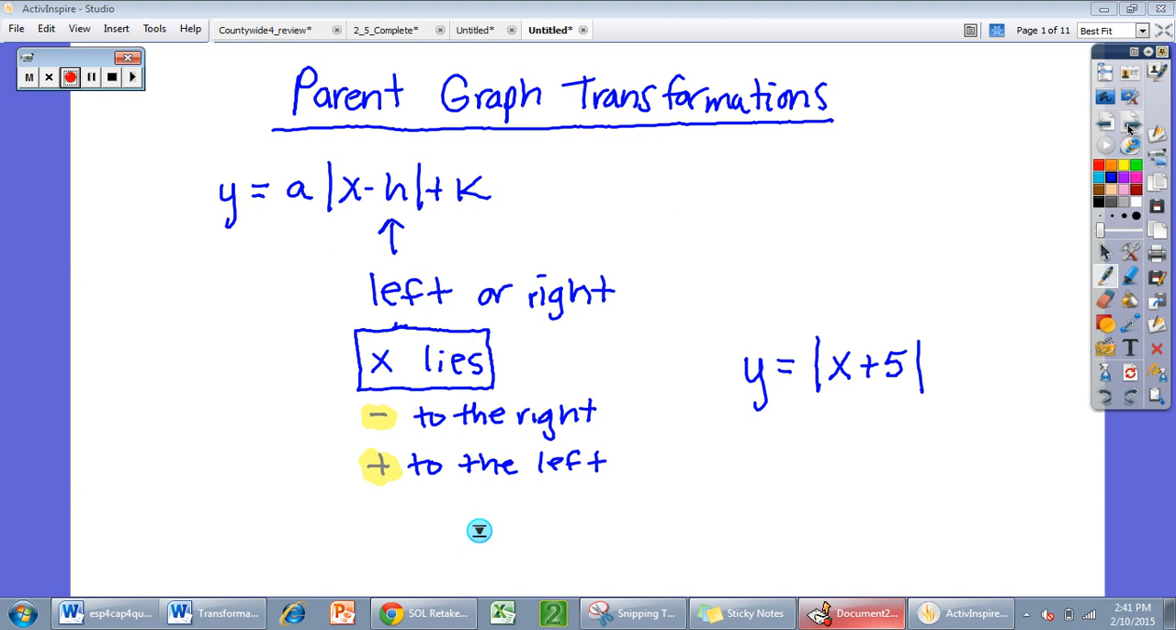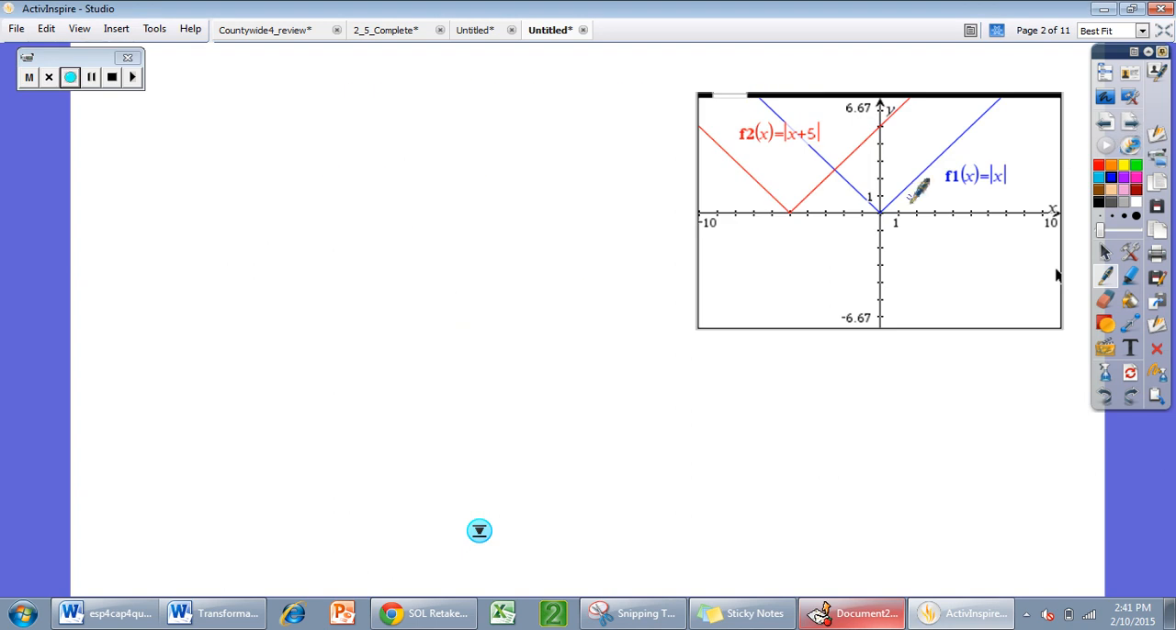If I look at that actual graph, here's my parent graph, the absolute value of x, plus 5, it moved to the left, 1, 2, 3, 4, 5, and then it looks exactly the same, except it moved to the left. So that's why we're memorizing all of these parent graphs, all 10 of them, so that we can apply these transformations. These parent graphs are our anchors, and then we can either translate left, right, up, or down, or we can reflect, stretch, or shrink from there. But right now we're just concentrating on moving left and right.